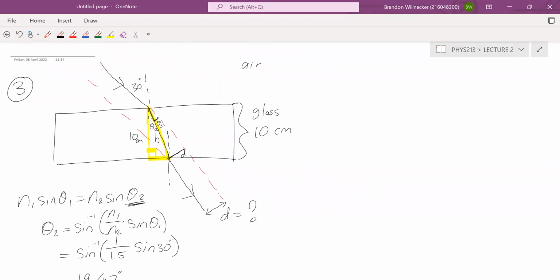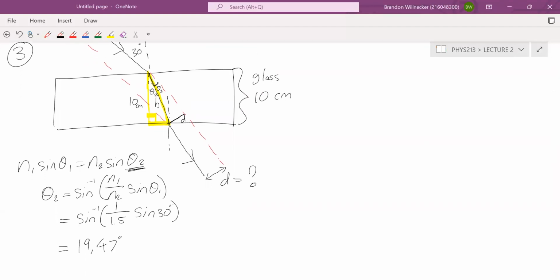A quick little check to see if this makes sense. The incoming angle was 30 degrees. It's going into a more optically dense medium. We expect the angle to get smaller. Yes, the angle did get smaller, so we can be pretty sure about that. If we got a bigger angle, then we should be worried. But that's fine.